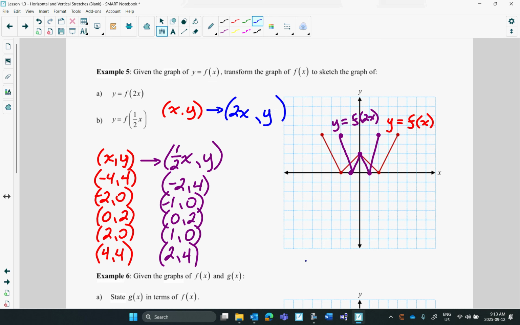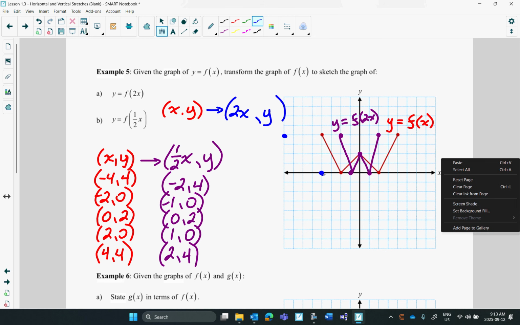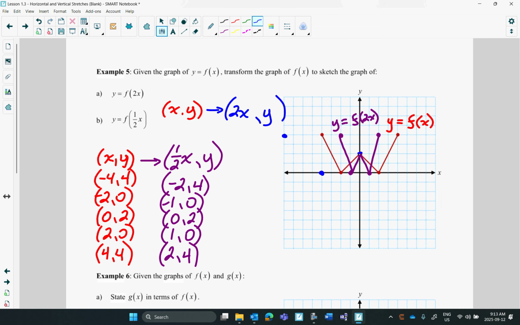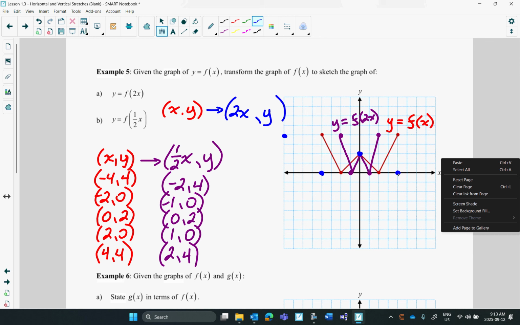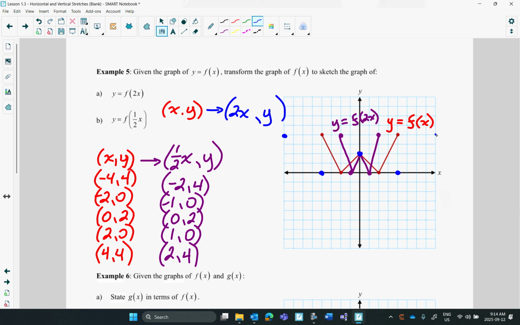And then you can list the points and use mapping notation, or you can do it in your head. Here, the x value is -4. Its new one becomes -8. Here, the original x value is -2, the new one is -4. Here, the original x value is 0, the new x value stays where it is. Here, the original x value is 2, the new one becomes 4. Here, the original x value is 4, the new one becomes 8.